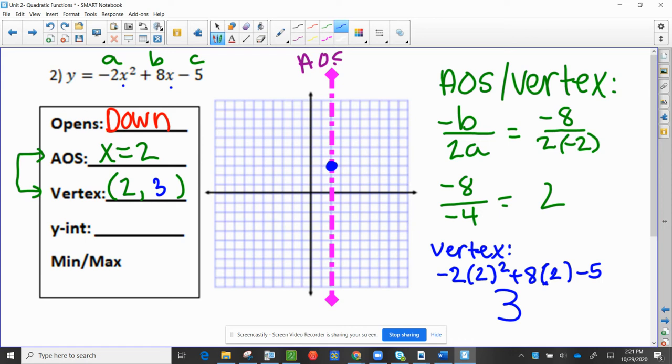Okay? The y-intercept we get by looking at our constant term. So the y-intercept here is at 0, negative 5. So I plot that 1, 2, 3, 4, 5. In order to get my third point, I'm just going to reflect it over the axis of symmetry. It has to be symmetrical on both sides. So if this is 1, 2 for my axis of symmetry, I'm going to go 1, 2 over on the other side. I'm just going to label this really quick, just in case you need it.